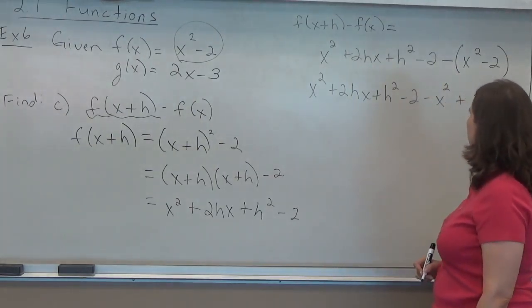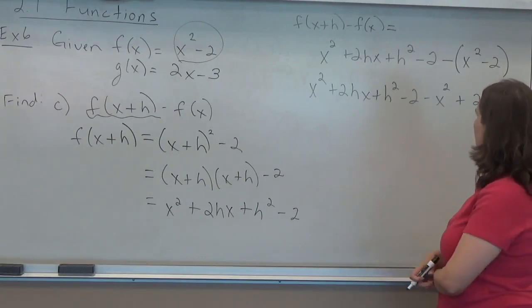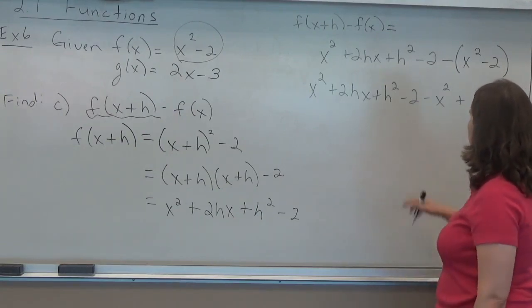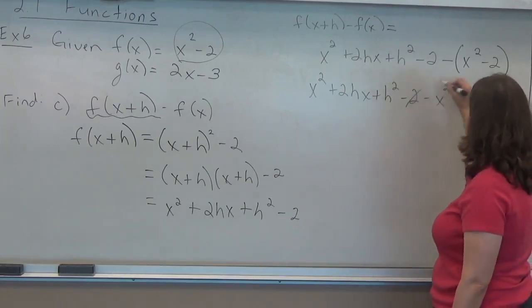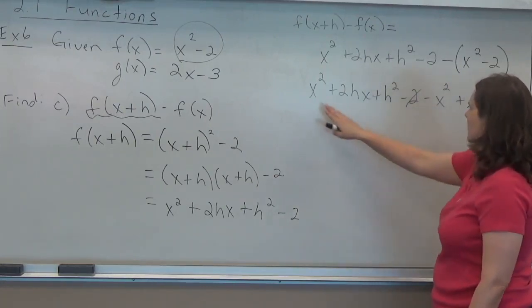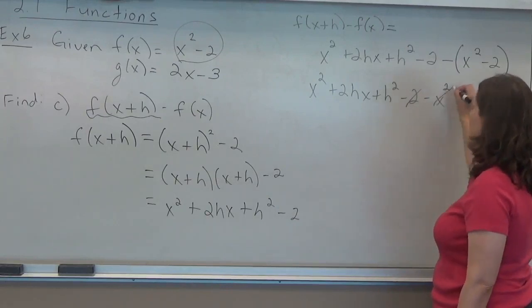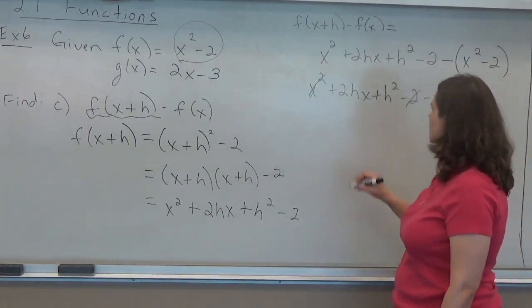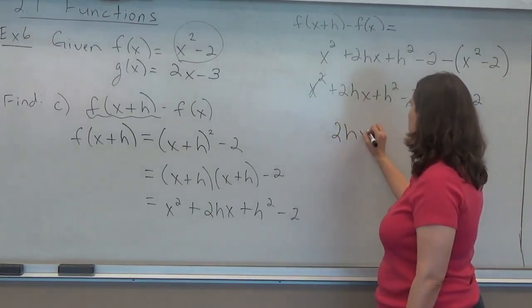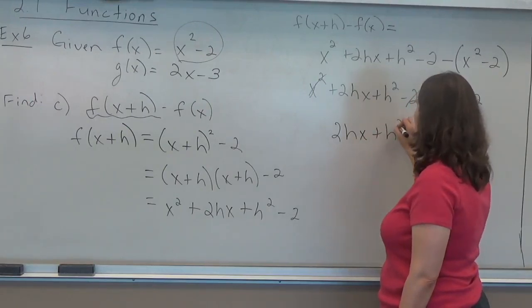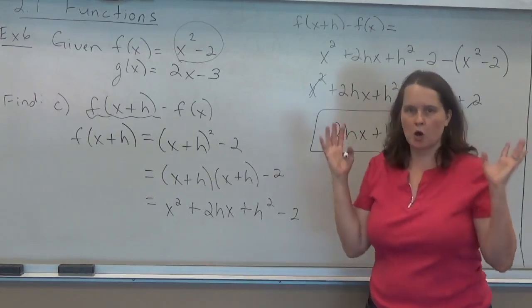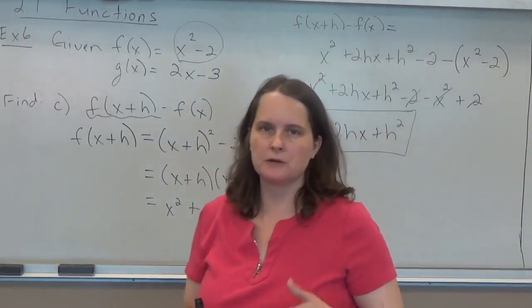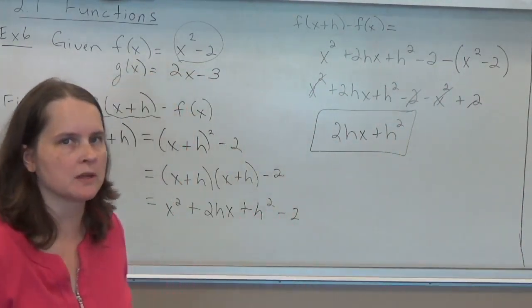Now hopefully we can simplify a little bit more. I know that I can eliminate the 2's, the negative 2 and the positive 2, they cancel each other out. And then we've also got the positive x squared and the negative x squared we can cancel out. So we are left with just 2hx plus h squared. So please don't write this one off as being too hard because it's important. It's building up to another concept that we'll be working with in a few minutes.